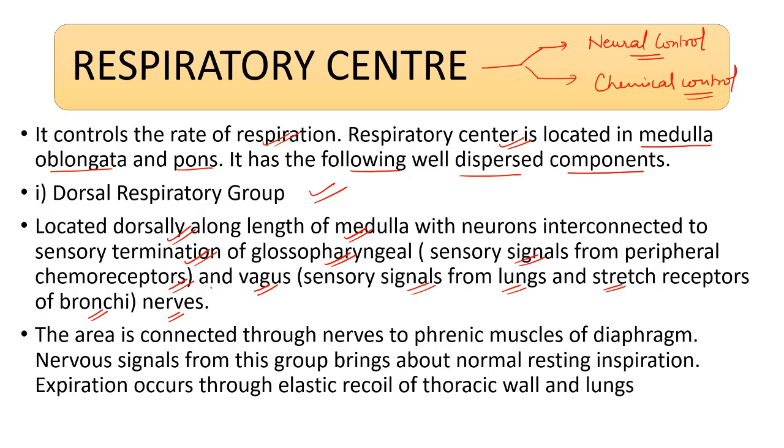The area is connected through nerves to the phrenic muscles of the diaphragm. Nervous signals from this group bring about the normal resting inspiration. Expiration occurs through elastic recoil of the thoracic wall and lungs. Through nerves to phrenic muscles means the muscles which supply the diaphragm.